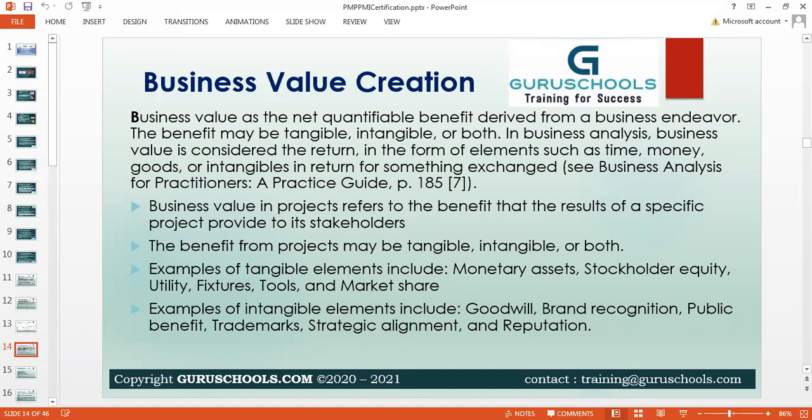So as far as PMI goes, monetary assets, stockholder equity, utility fixtures, tools, and market shares are tangible elements. Intangible: goodwill, brand recognition, public benefit, trademarks, copyrights, strategic alignments, reputations, engagements, new relations. These are all intangible elements.